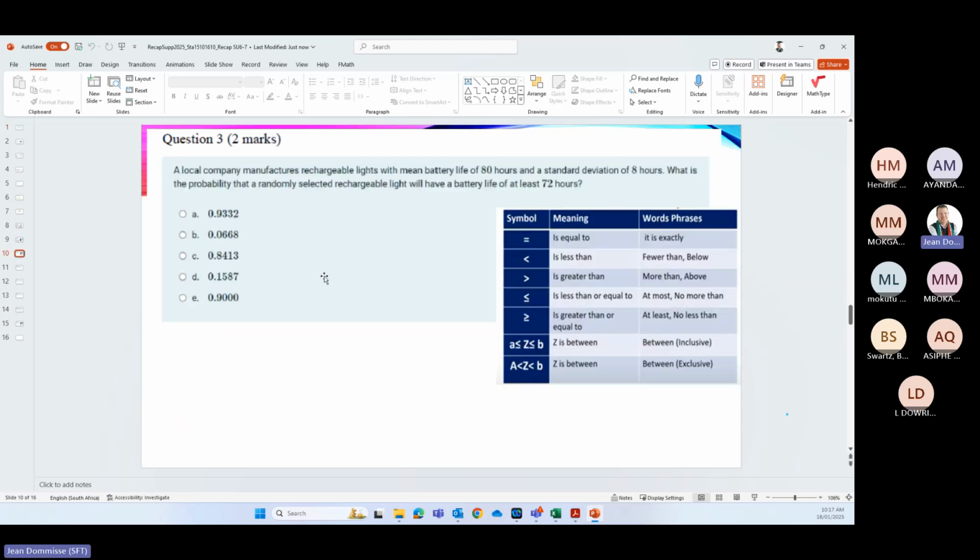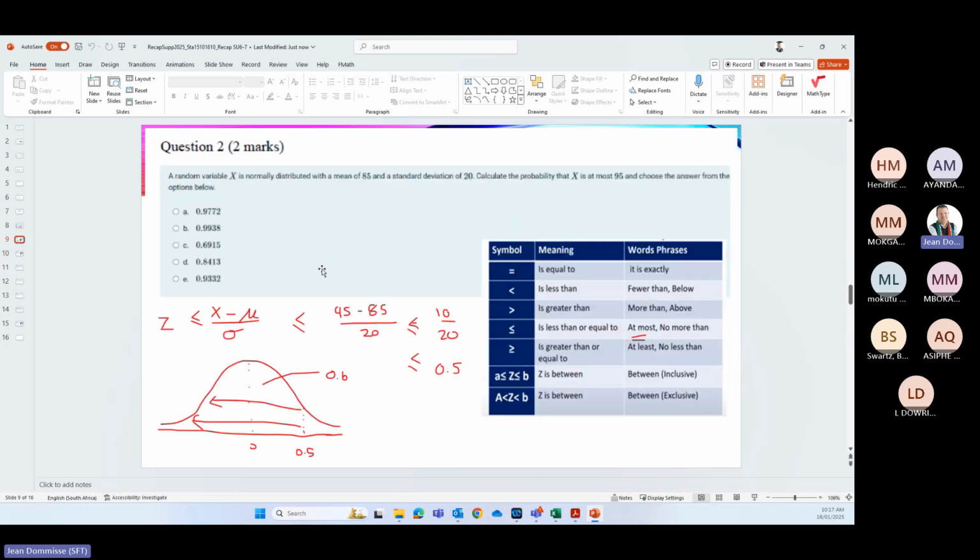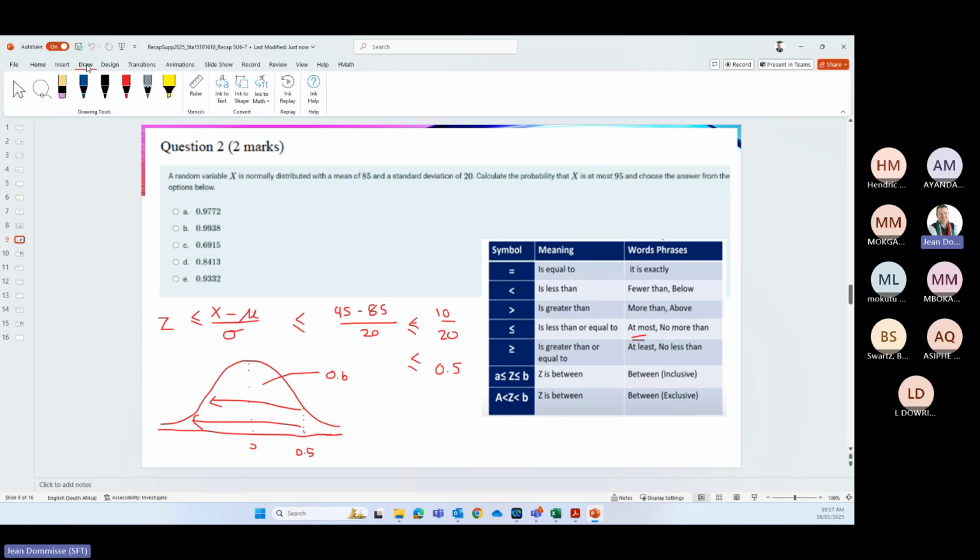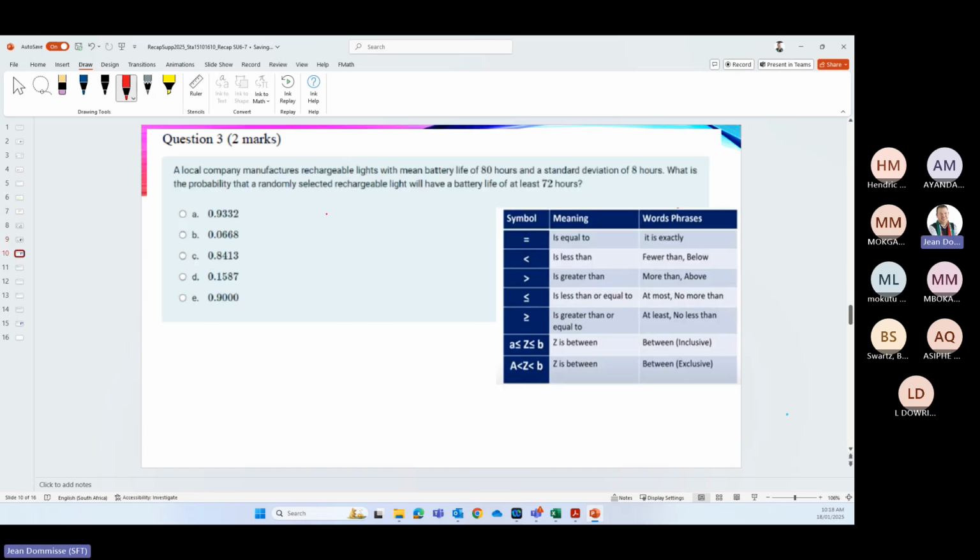Okay, so that was what we did in question 2. Basically, work out what the Z was that we needed, get that Z, go to your Z table to work out the probability. The probability was 0.6915, which was option 3. Okay, so let's go into another one.